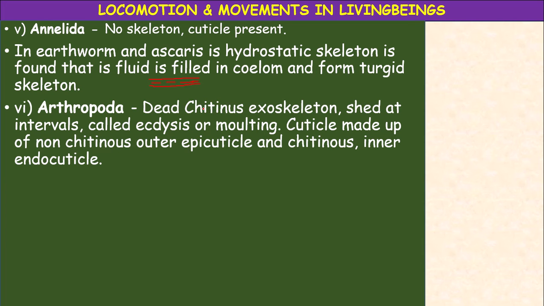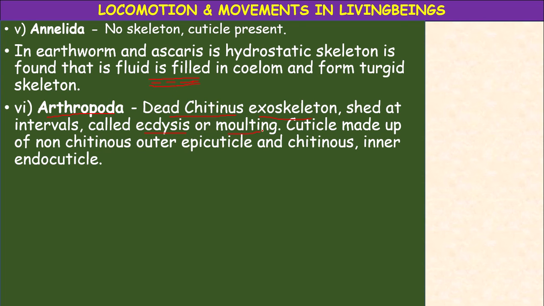That is why, whenever the earthworm is moving on the sand, particles will get attached to the skin. So, due to this, the turgid nature of the skeleton. Next, arthropods. Arthropods means insects. A dead chitinous exoskeleton is present, and this exoskeleton is often shed at intervals, and this process is called ecdysis.